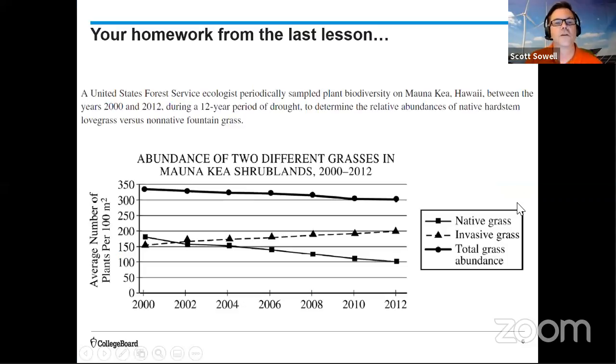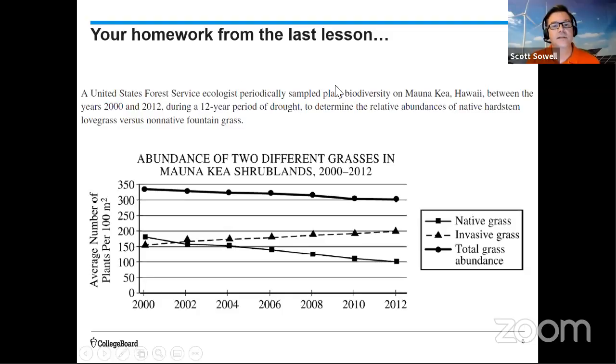So let's start with the homework from Ms. Fassler. This question starts us off with a U.S. Forest Service ecologist who periodically sampled plant diversity on Mauna Kea, Hawaii between 2000 and 2012, during a 12-year period of drought, keyword there, to determine the relative abundances of native hardstem lovegrass versus non-native fountain grass. I'll reiterate what Ms. Fassler said yesterday. Slow down and read the entire question before you start to answer. Now, you may have your own strategies, but that's the strategy I tell my students. Slow down and read every word so that you know what the entirety of the question is asking, as opposed to what I might be asking, for example.